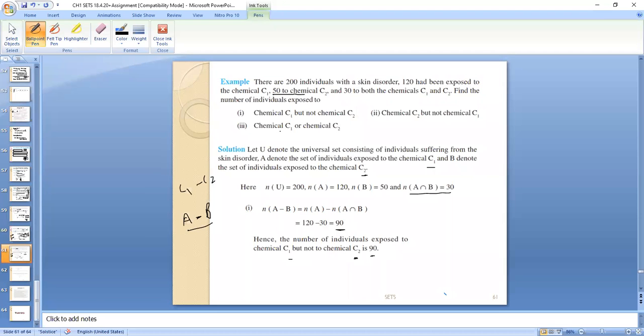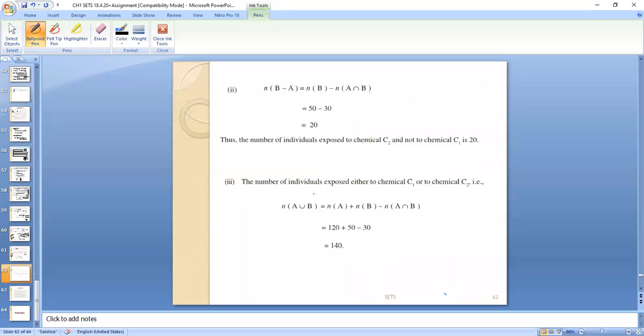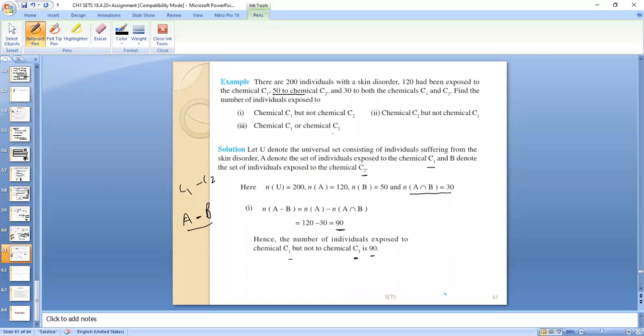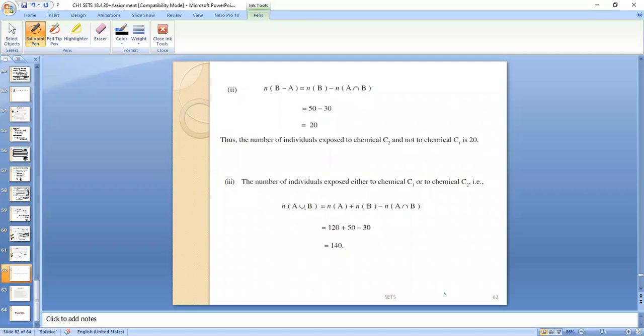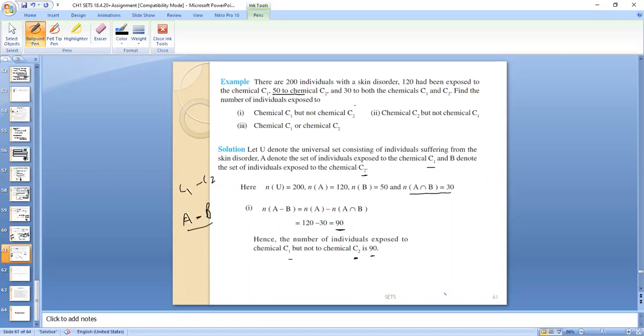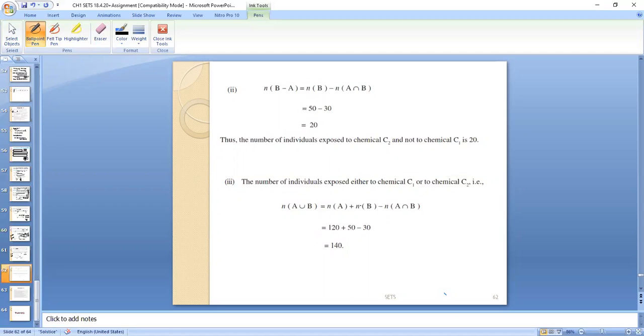Then chemical C1 or chemical C2. C1 or C2 means A union B. A union B is the number of elements in A plus the number of elements in B minus the number of elements in A intersection B. So the number of elements in A is 120, the number of elements in B is 50, minus 30, is equal to 140 is the answer. Right?